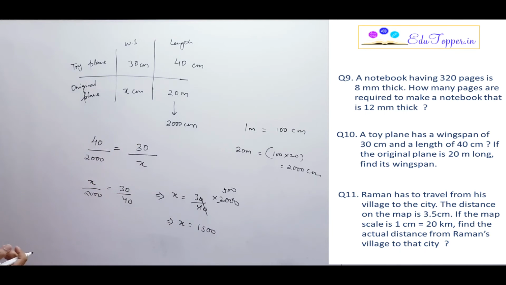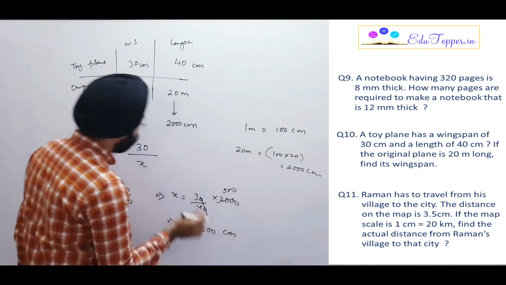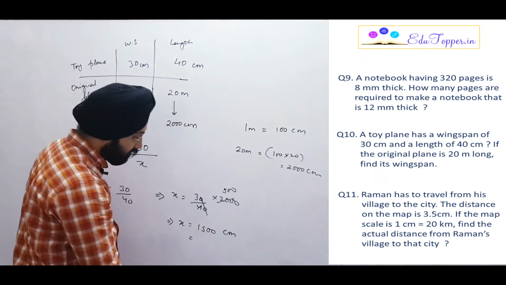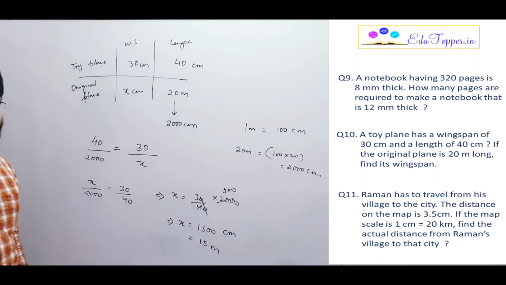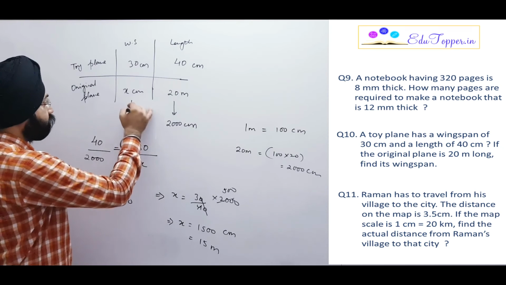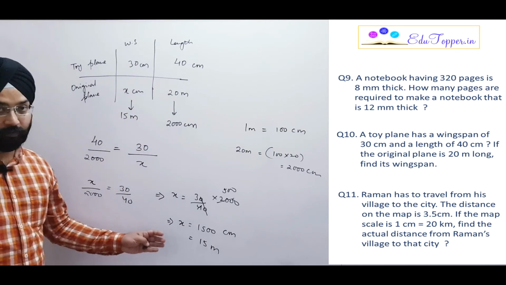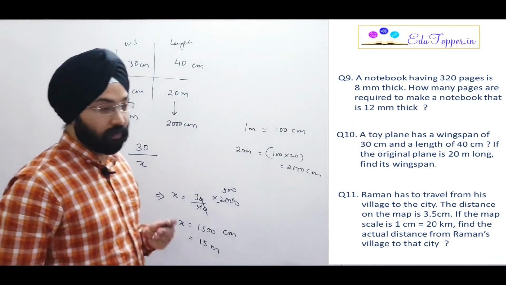or 1500 means 15 meters. This is centimeter, right? We changed the entire thing into centimeters. So 1500 centimeter is 15 meter. From changing centimeters to meters, we need to divide by 100. So the required wingspan will be 15 meters. I'm not writing the statement because of shortage of space. You have to write the statement in order to get full marks, right?